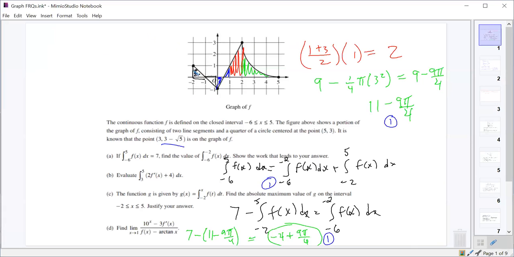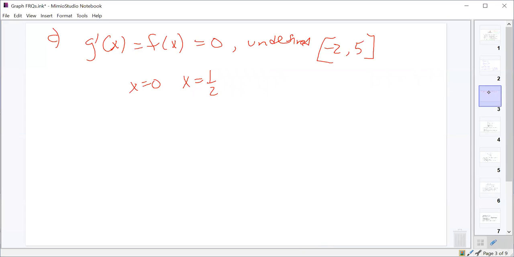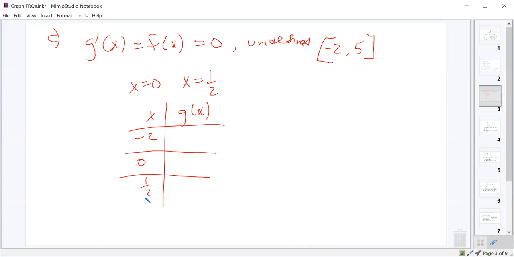And we also need to take a look at when our derivative is undefined. If we look at when f is undefined, there are no places where f is undefined. So we've just got the 4 values, right? 0, 1/2, -2, and 5. And we'll just make a chart here to figure out the values of g of x, starting at -2, then 0, then 1/2, then 5.